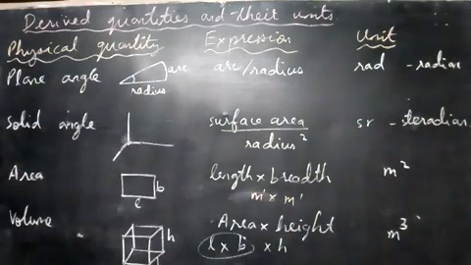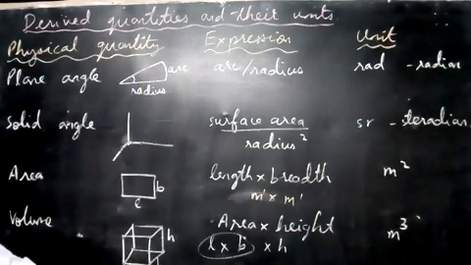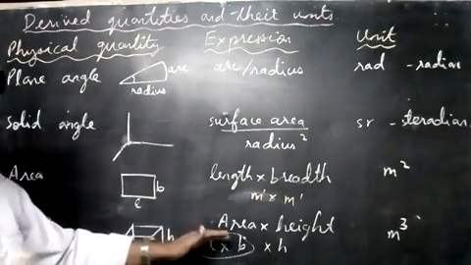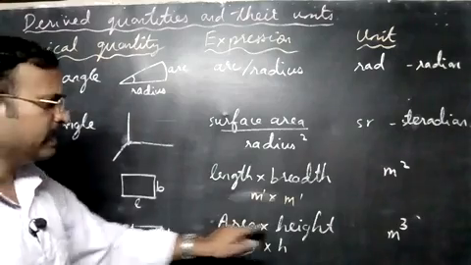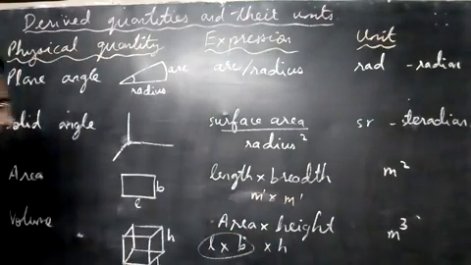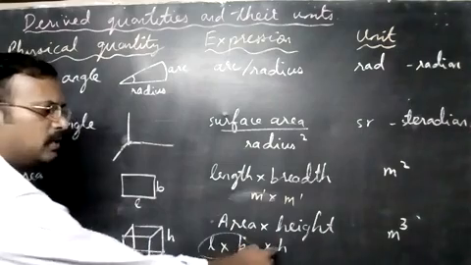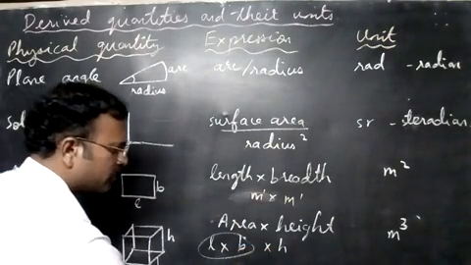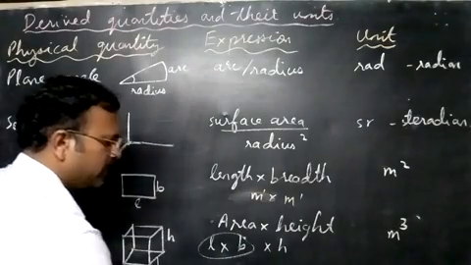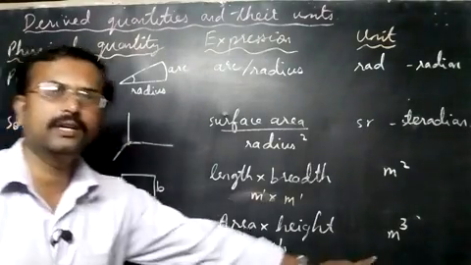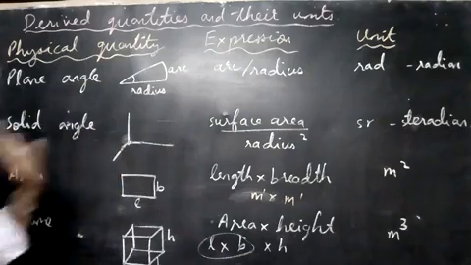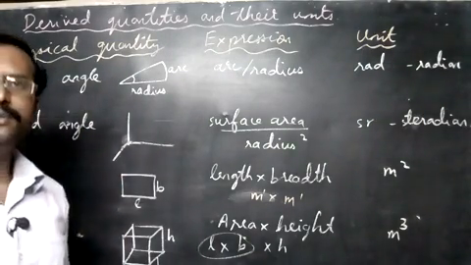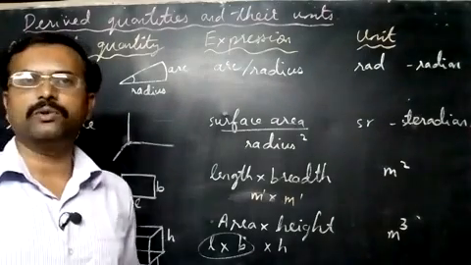Next one, volume. We take a cube here, length into breadth into height. The textbook gives another definition: it's area into height. Area means length into breadth, into height. So what will be the unit here? Length is measured in meters, breadth in meters, height in meters. So meter into meter into meter will give us meter cube. These are some of the derived quantities and the units. There are many more. You go through the textbook and try to work them out.